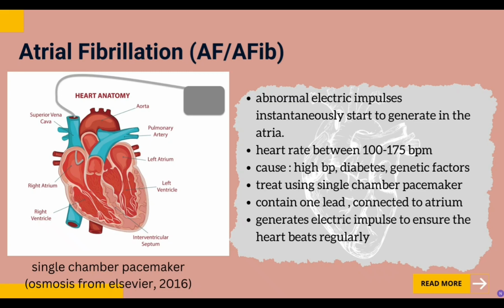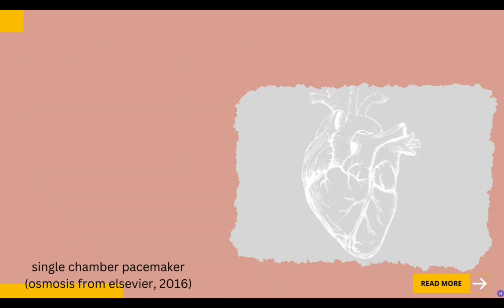Usually, a single-chamber pacemaker is recommended. A single-chamber pacemaker is a pacemaker which contains only one lead that connects the pulse generator to one of the chambers in the heart. It stimulates either the right atrium or right ventricle. It generates a good electric impulse in chronic atrial fibrillation patients when the patient's heart rate drops below the normal rate. Hence, the heart rate can be maintained.